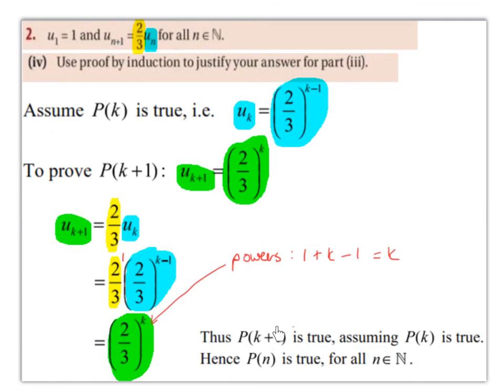Thus, P(k+1) is true, assuming P(k) is true, and hence P(n) is true for all n elements of the natural number set.